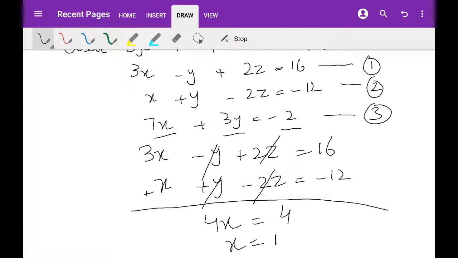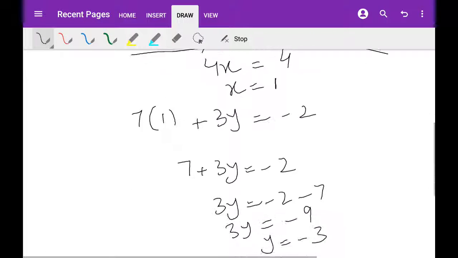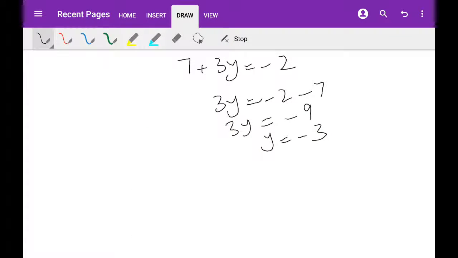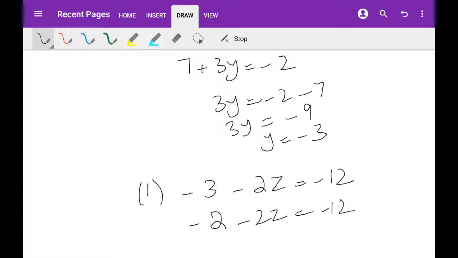Now all we have to do is plug the value of x and y either into equation 1 or equation 2. So let's just pick an equation that's easier for us to calculate the value of z. So I'll plug it into equation 2. So that will give me x is 1, so I'll plug in x equals to 1 and then plus y, but y is negative, so that would be negative 3, minus 2z equals to negative 12. 1 minus 3 will give me minus 2. Minus 2 minus 2z equals to negative 12.